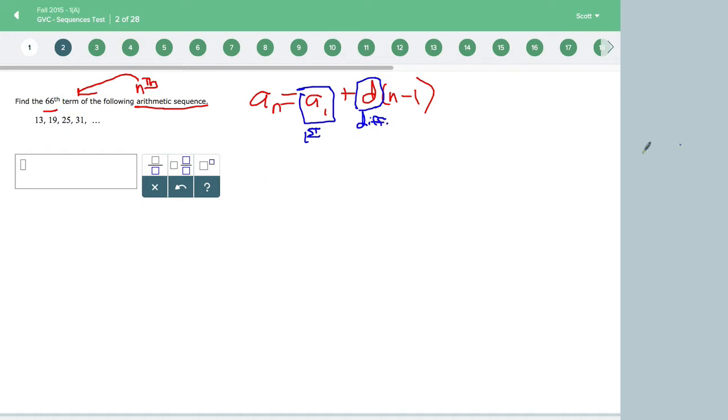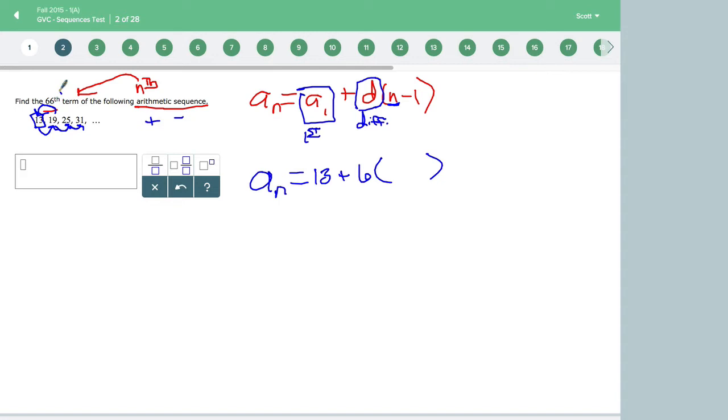Okay, and that's great. Now let's plug in what we can. We have a sub n equals a sub 1. The first term is right there, 13. Now what's our difference? It's going up by 6 each time. Plus 6, plus 6, plus 6. So plus 6 times. And if you don't know if it's plus 6, just take the second one minus the first one for arithmetic. Remember, arithmetic is plus or minus. So 19 minus 3, 25 minus 19, any of those.